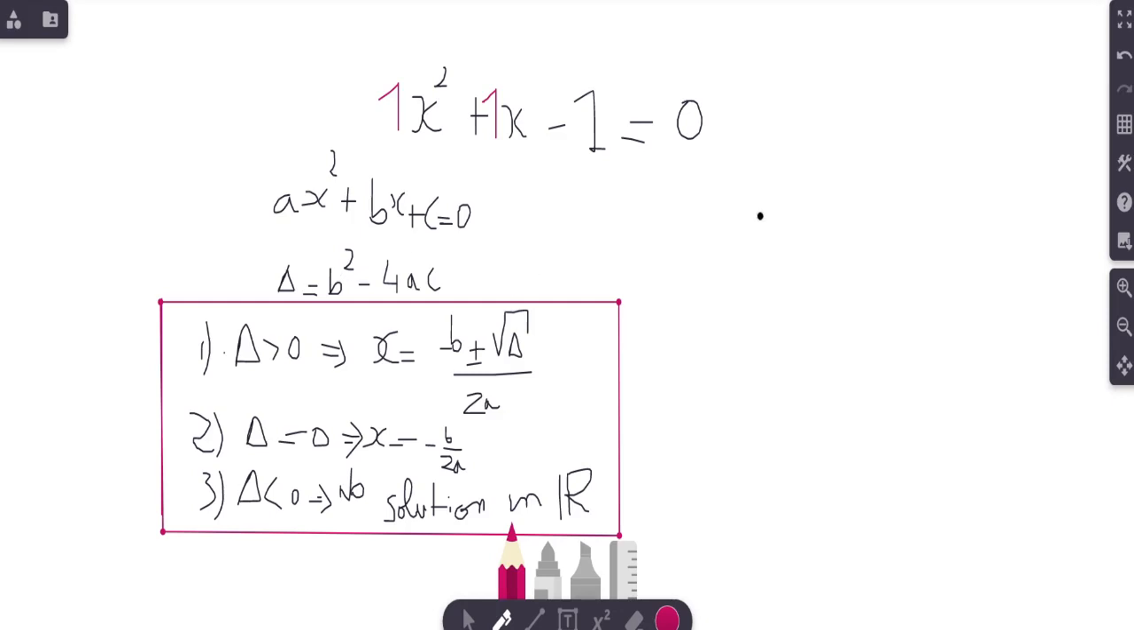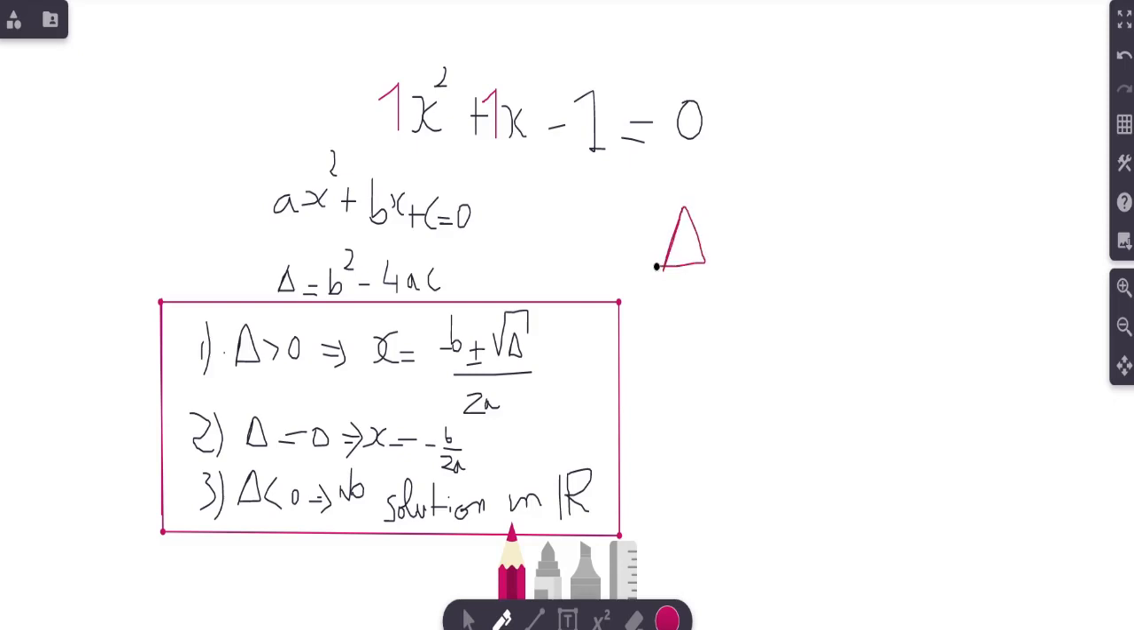So once we have done that, we have to calculate the delta, which is b squared minus 4 multiplied by a multiplied by c. Okay. And then with respect to the sign of delta, we will have different solutions. And if delta is negative, we'll have no solution in R. So let's calculate delta first.